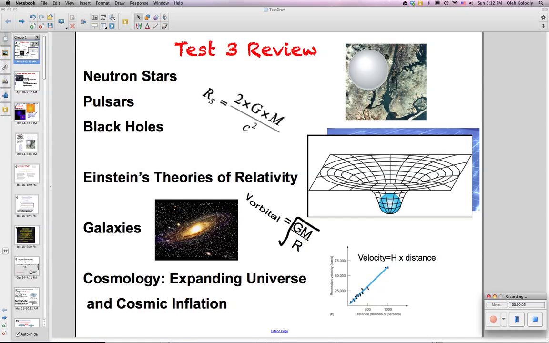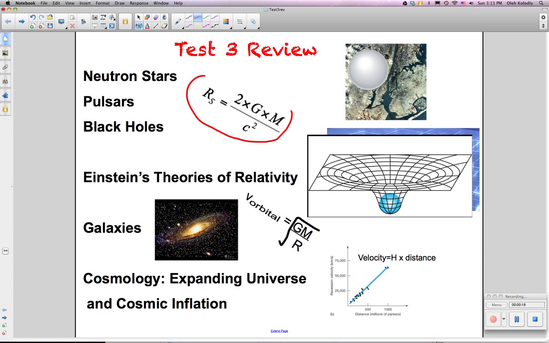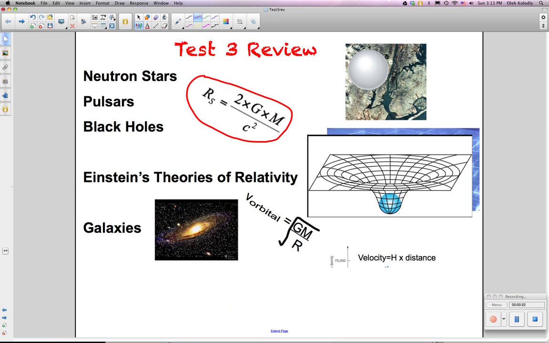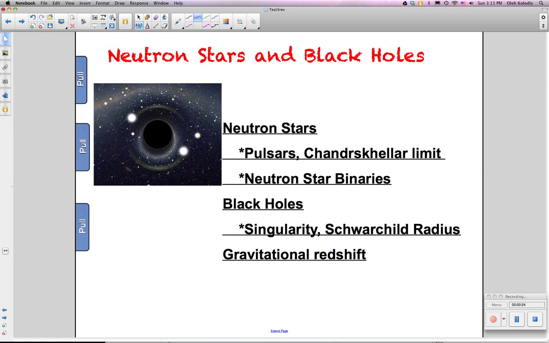We will begin a review for test 3 that will cover the topics listed here. In this first part, we're going to look at neutron stars, pulsars, and black holes. Hopefully the equations that you see here are familiar from when we originally covered them. So let's begin the first topic, neutron stars and black holes.